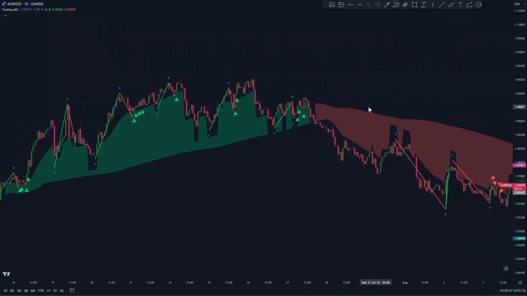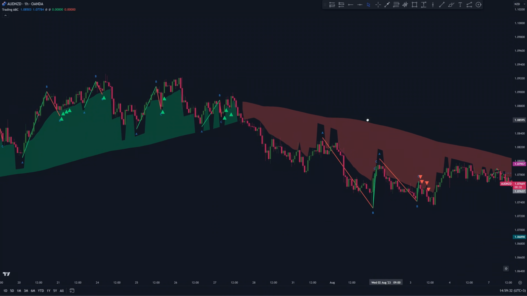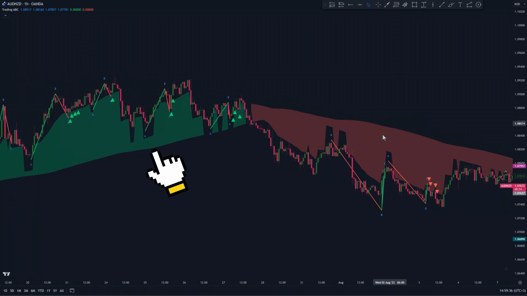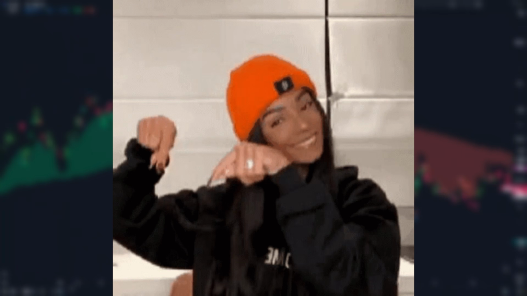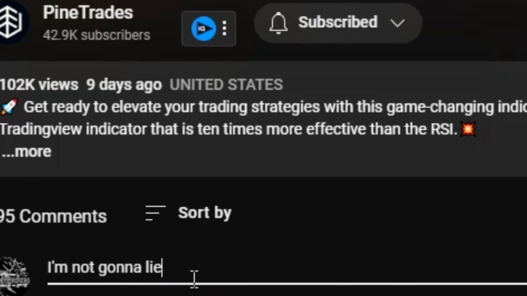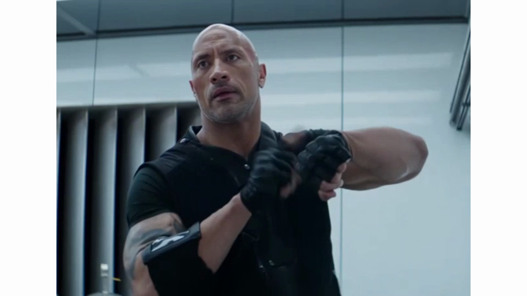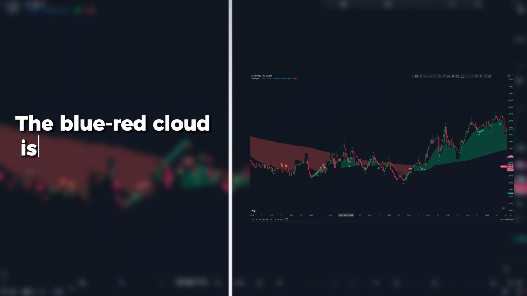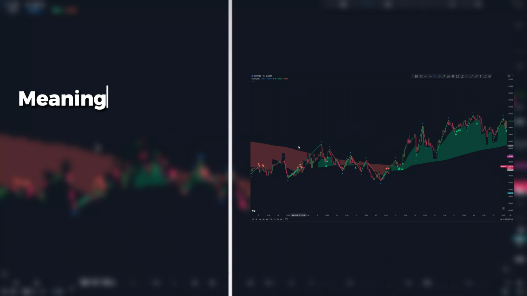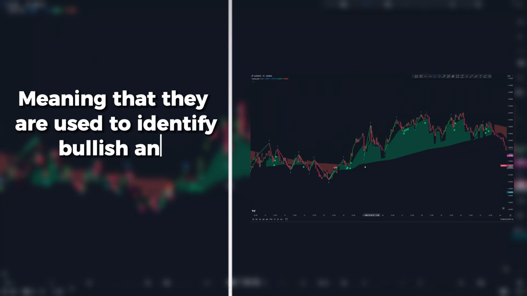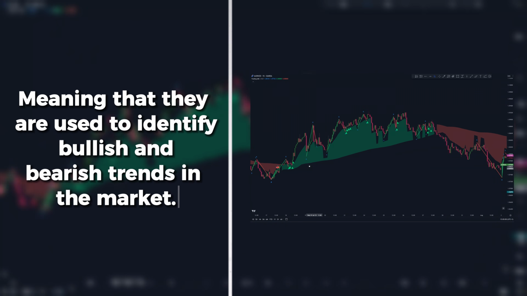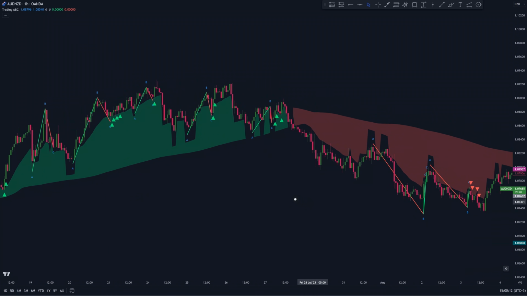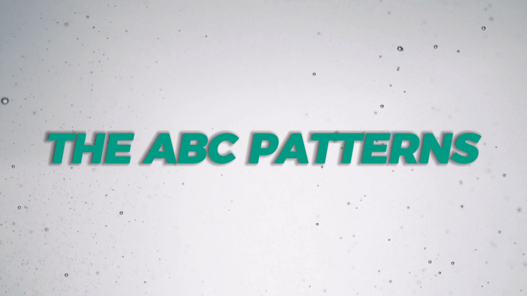which serve a very important purpose. Now, I'm gonna let you guys guess the purpose of these clouds and type it in the comment section below. You have 2 seconds. Well, time's up. What? The blue-red cloud is actually a trend cloud, meaning that they are used to identify bullish and bearish trends in the market. Before we explore how it does that, let's talk about the ABC patterns.